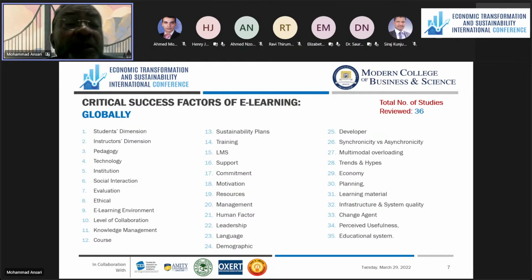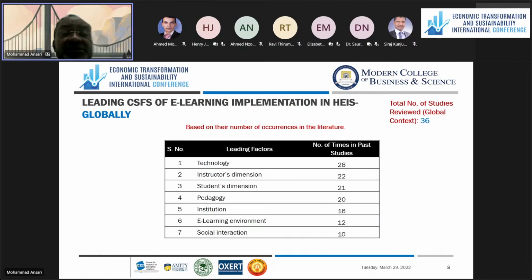Regarding the critical success factors of e-learning globally, 35 factors were considered worldwide. Some of these factors are student dimension, pedagogy, technology, LMS (learning management system), economy, developer, commitment, and motivation. These are very important factors that remain globally, but the list is very exhaustive, 35. I'm not going to read the whole list. At the same time, leadership was very important: leadership from the organization or higher education perspective, and leadership from the individual perspective, how much initiative individuals take in e-learning through online systems. Here are the leading success factors for e-learning implementation in higher educational institutes globally.